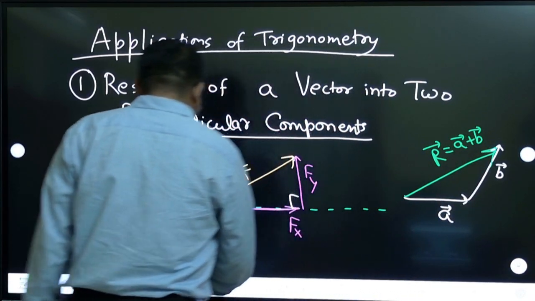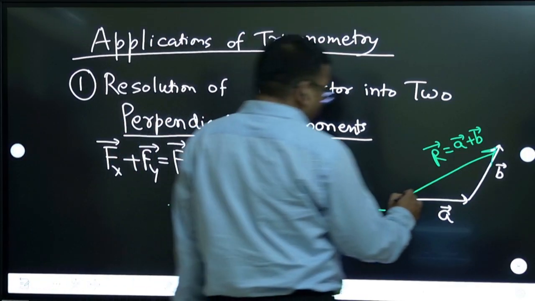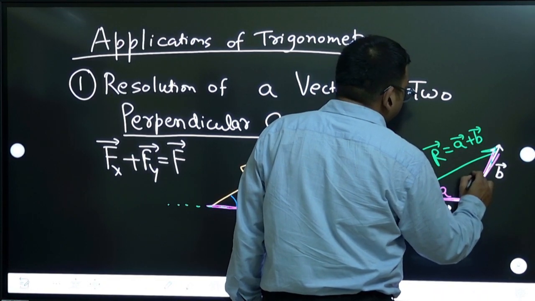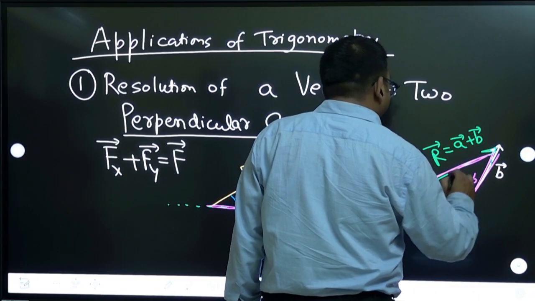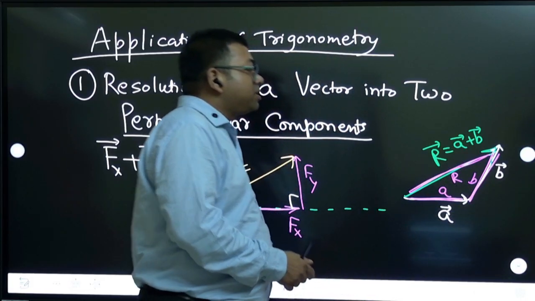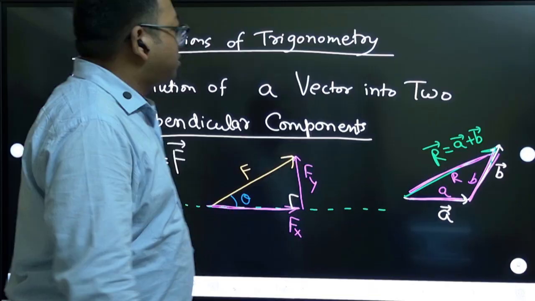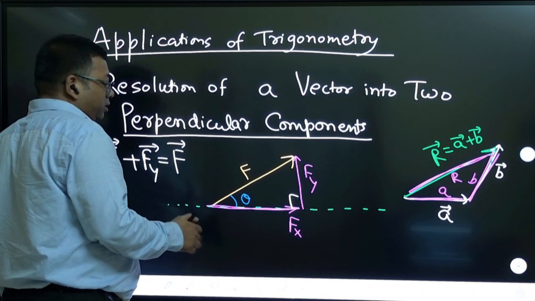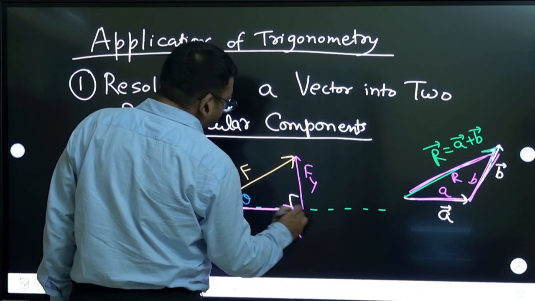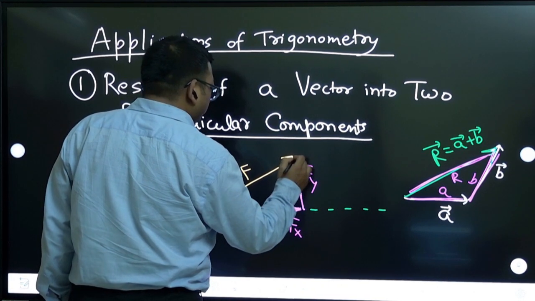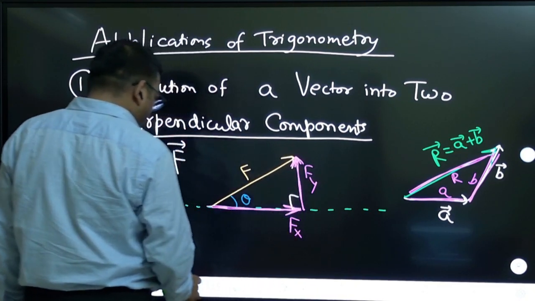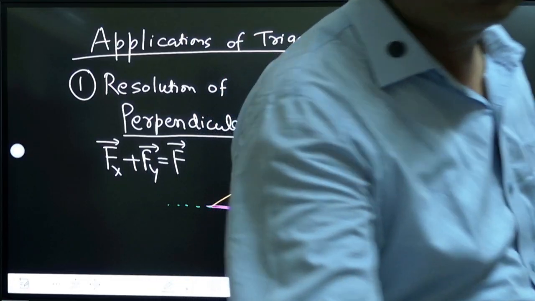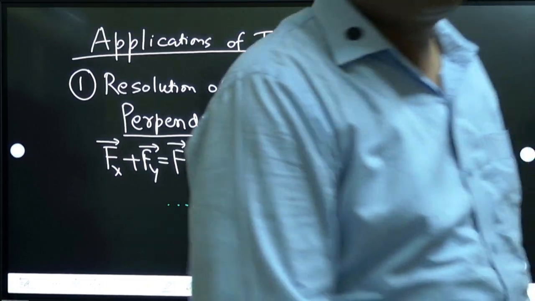So if I represent the length of this line as a, the length of this line as b, and the length of this line as capital R, then there is a relationship between them that we can see. But note here we are focusing on only perpendicular components, right? So this is the first component Fx and this is the second component Fy, and we can also show them as a triangle as well as a parallelogram. So I can also represent them as a parallelogram.